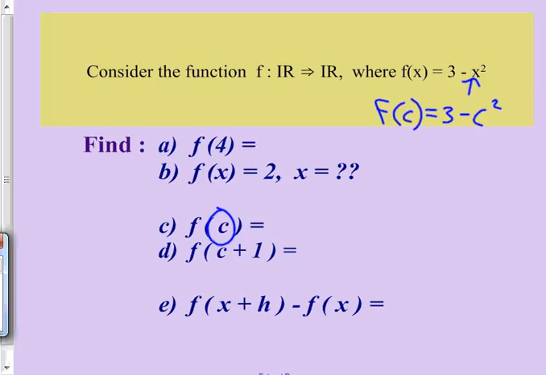Okay, f of c plus 1. Well, then you just got to put a c plus 1 in for the x. So I go 3 minus empty parentheses, and I'm going to drop in whatever I should for x. What should I drop in for x? C plus 1. Now, here's a common screw-up.